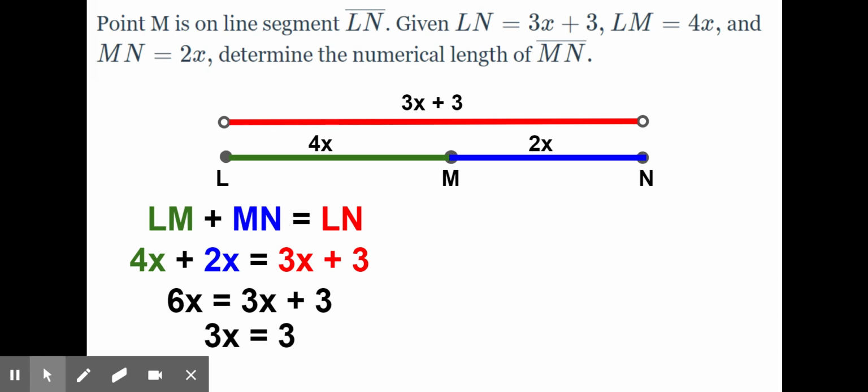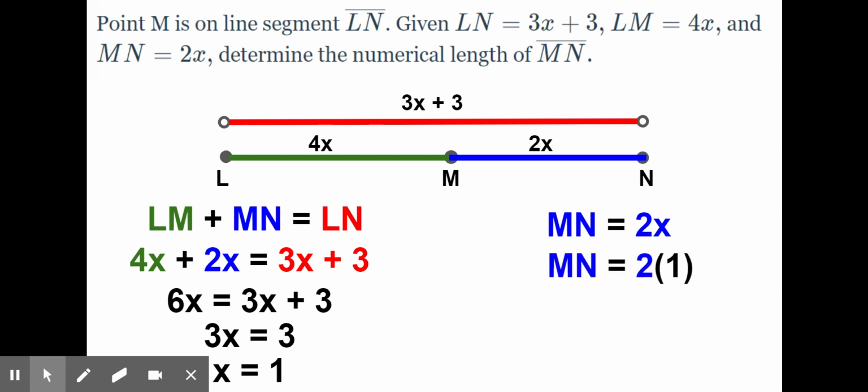Since x is being multiplied by 3, I do the opposite and divide both sides by 3 to get that x equals 1. Am I done though? Nope, I am not. They've asked me to solve for MN, not just x. MN is equal to 2x, 2 times the value of x. Since the value of x is 1, it's going to be 2 times 1. Pretty easy. 2 times 1 is 2. So the measure of MN from M to N is 2 units.